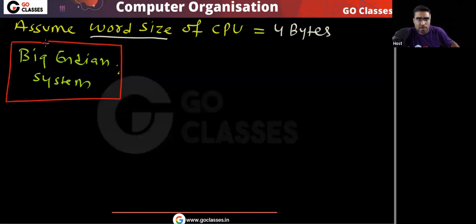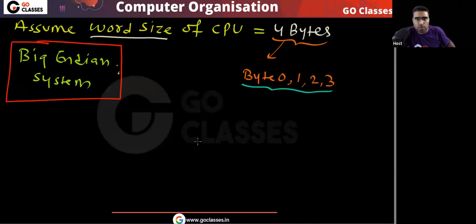Okay, let's write the summary. So this is your word. Word is 4 bytes. There are 4 bytes in your word, right? So let's assume the 4 bytes are like this. So this is your byte 0, then your byte 1, then byte 2, then byte 3. Okay, is this clear? So let's assume these are the 4 bytes in your word. So in the big Endian system, what will happen?